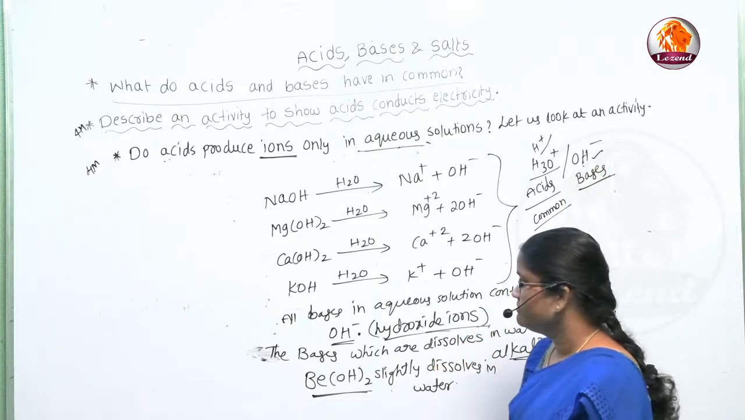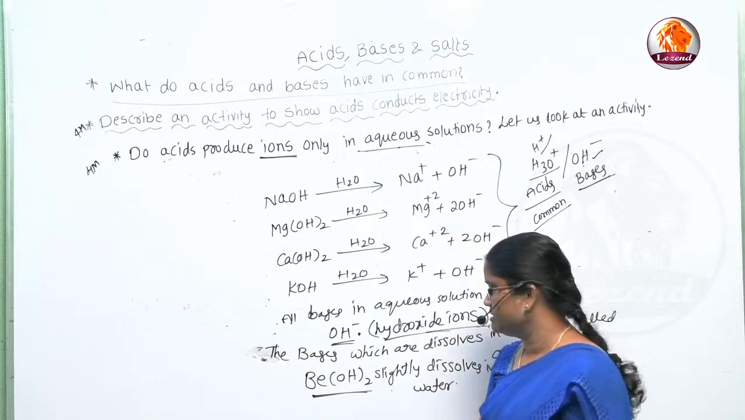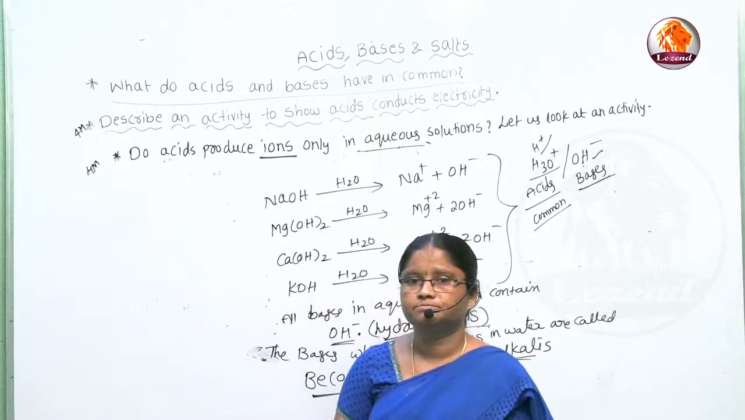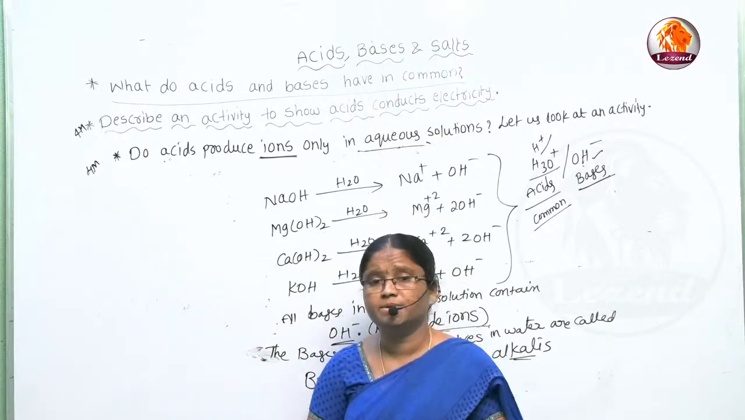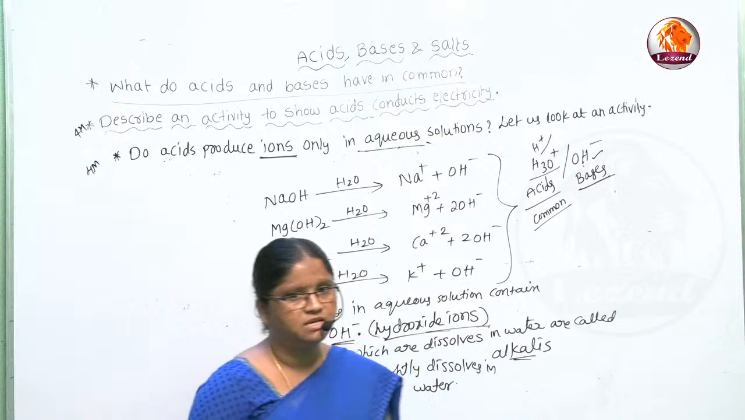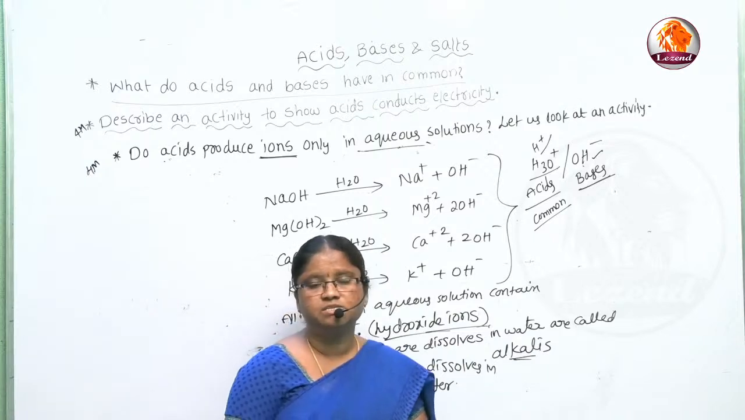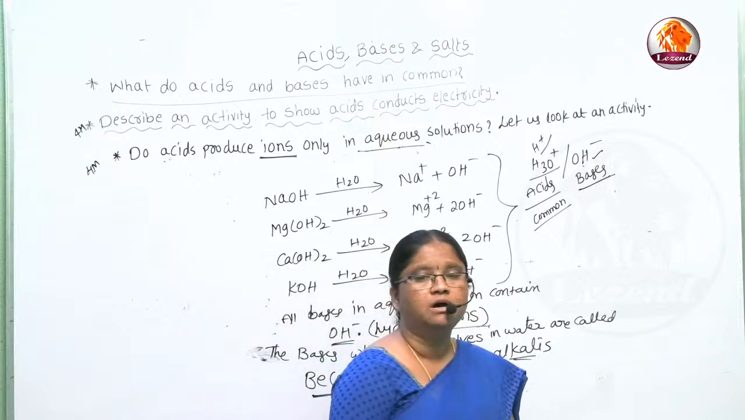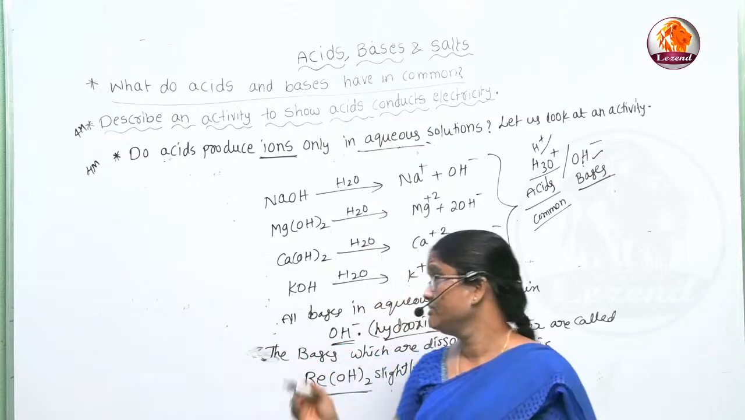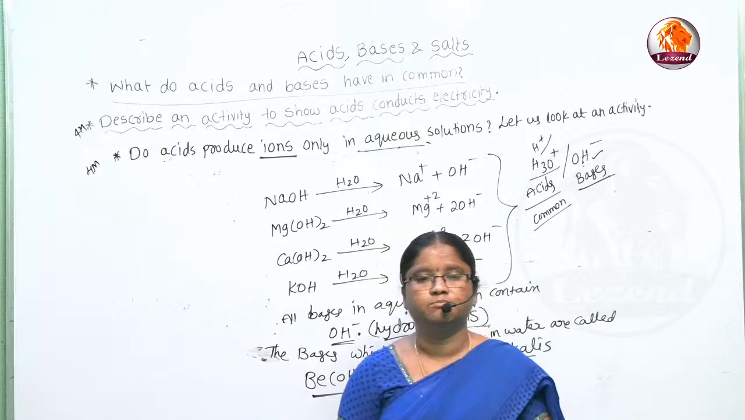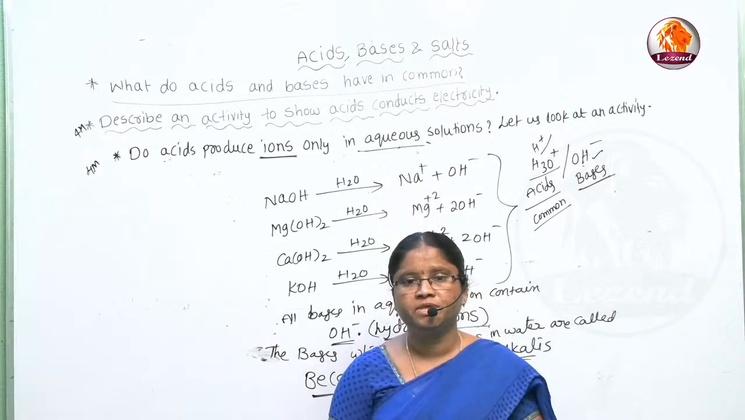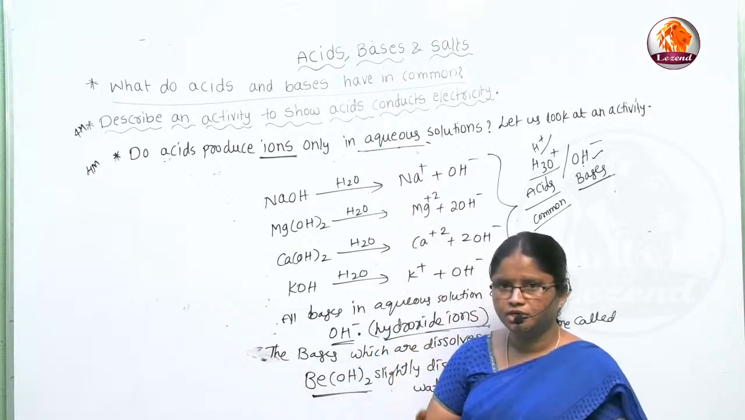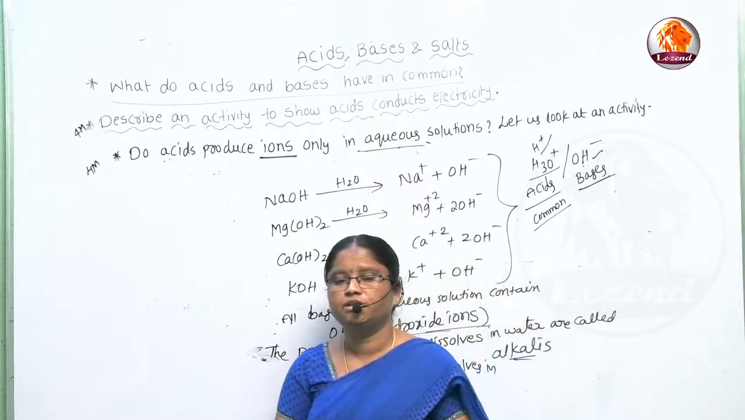So with these two activities we can confirm that the bases which dissolve in water are called alkalis, but all bases do not dissolve in water. For example, beryllium hydroxide slightly dissolves in water. Also, in this activity we considered concentrated sulfuric acid, but we do not always use concentrated sulfuric acid. In most laboratory experiments we need to use diluted acids.